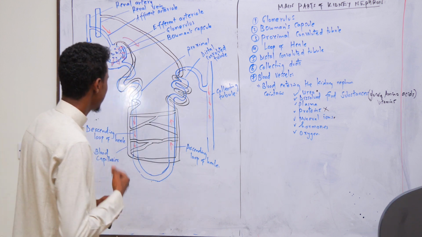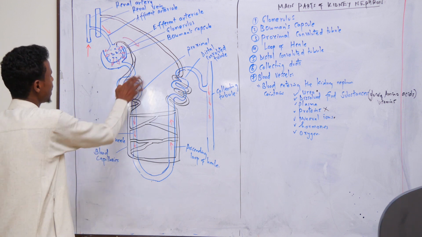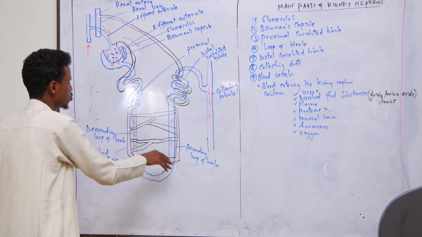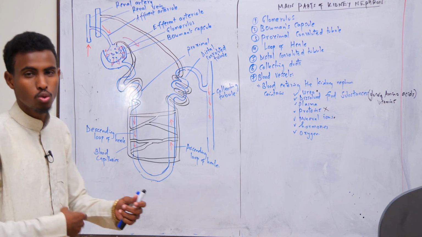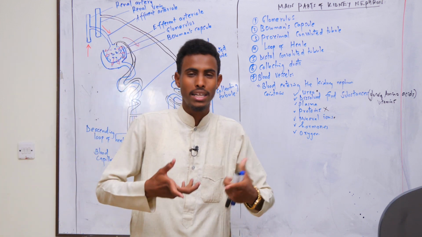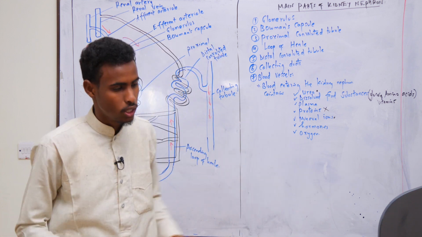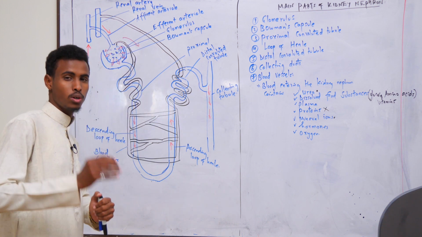Now, in addition to that, we can see the blood vessels running throughout the nephron. And we are going to see what is reabsorbed and what is filtered out of the blood and forms the glomerular filtrate. Now, let's do it in steps.